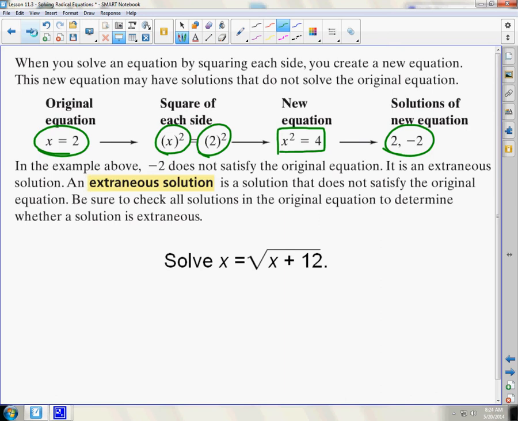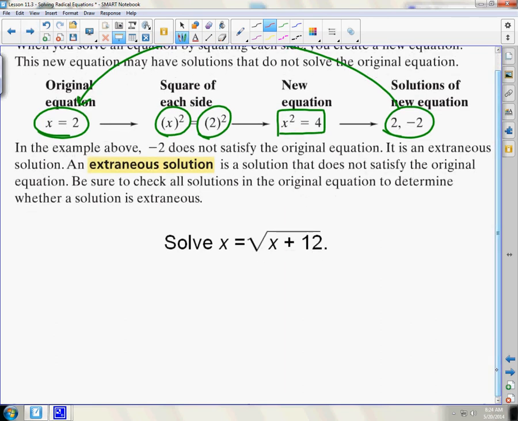Now, if you plug these back into this original equation, the negative 2 does not satisfy that equation. Negative 2 does not equal 2. So that is considered an extraneous solution. When we take square roots, a lot of times we get 2 answers. One of them might not work. So you have to make sure you check your answers, your solutions.